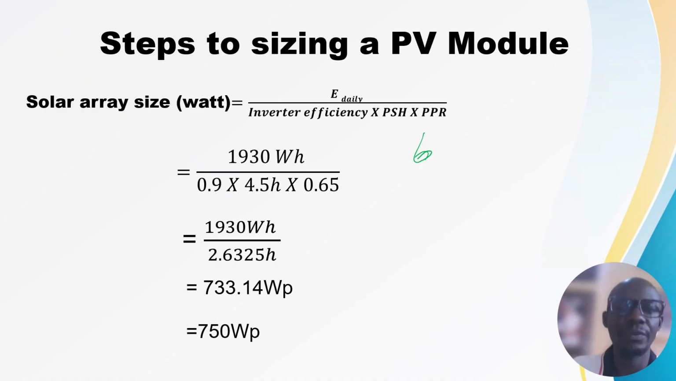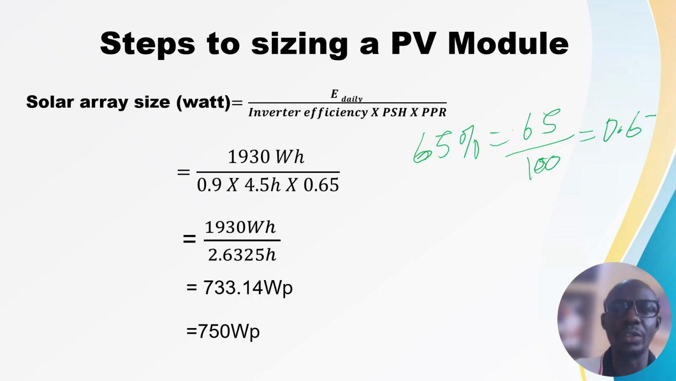65% means 65 divided by 100, which is 0.65. So that's it. Then, multiplying it out using our calculator, we get this. The hour, we can cross out the hour. So this one we get 733.14 watts peak. We call it peak wattage. You understand? That's it.